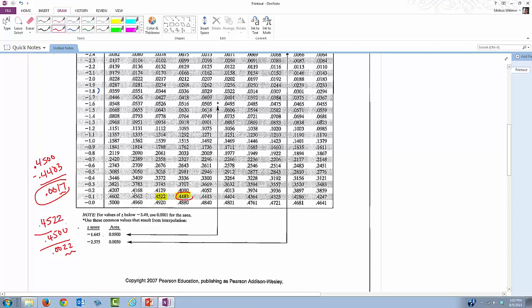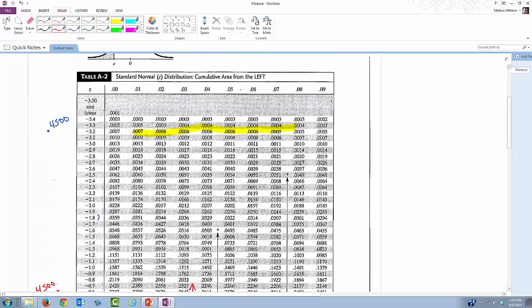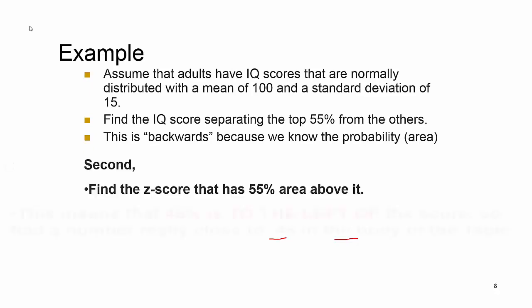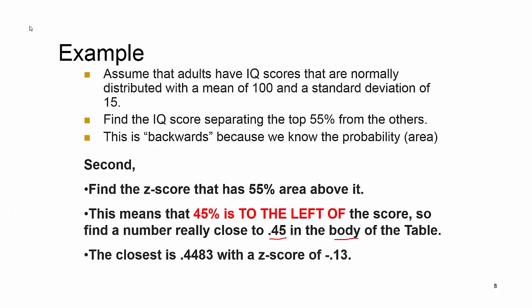That's closest to 0.45. So the z that's associated with that is negative 0.1, and then I've got to go up to find my 100th position. So negative 0.13 is going to be my z. Okay, so let's go back to the PowerPoint and finish up the problem. The closest to 0.45 is 0.4483. That's a z-score of negative 0.13.